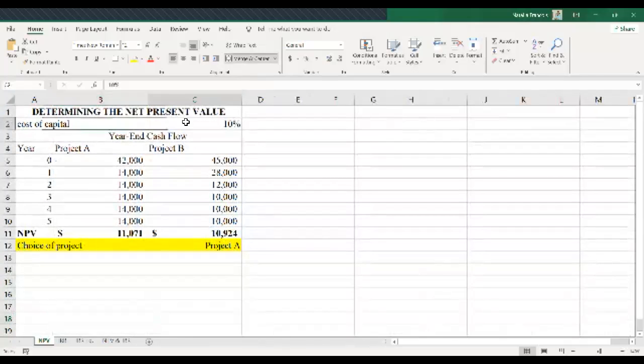So we have here the cost of capital was 10%. Well, that was given to us. If it's not given, then we know how to calculate it. 10%, project A, project B.